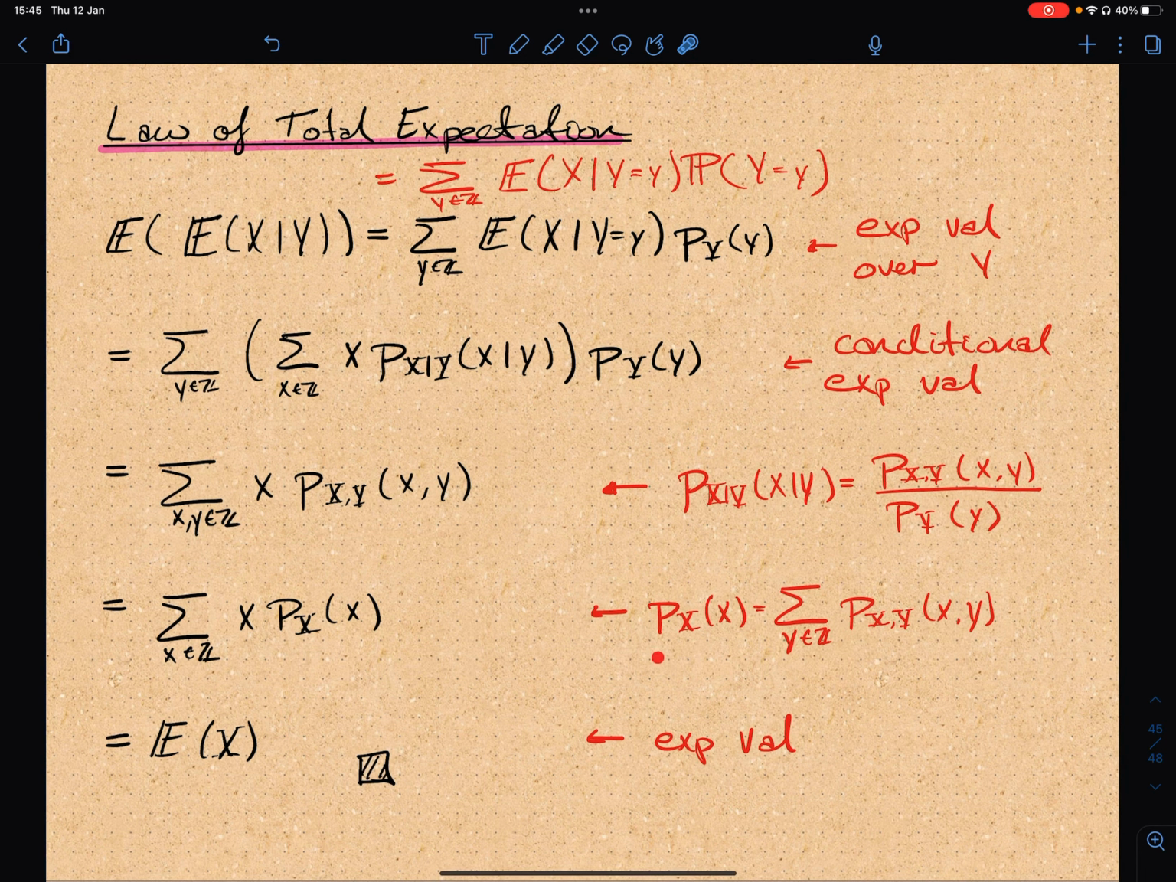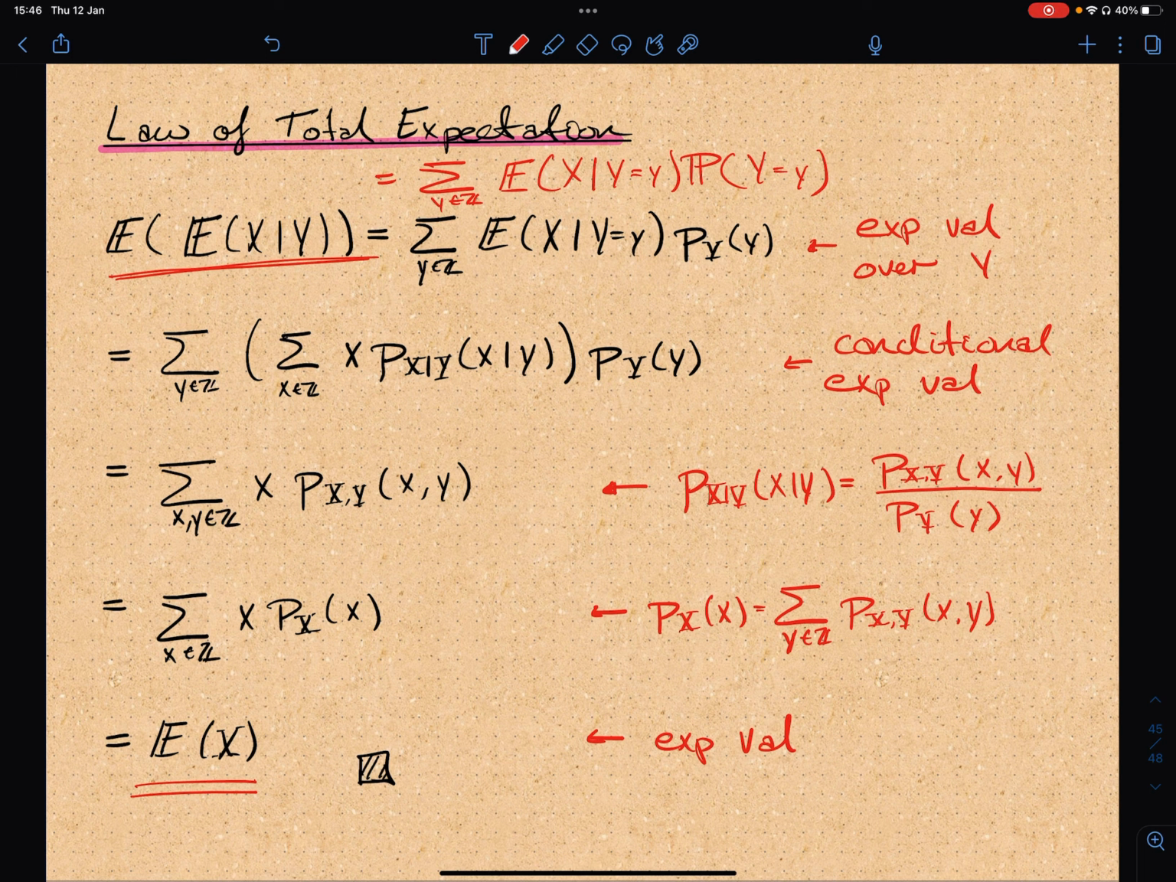And now I have this formula for the marginal probability distribution of x, which is the summation over all y. So I remove the summation over y and transform this to the marginal distribution function. And now I have the definition of expected value of x. So the result is that the expected value of the conditional expected value is equal to the expected value.